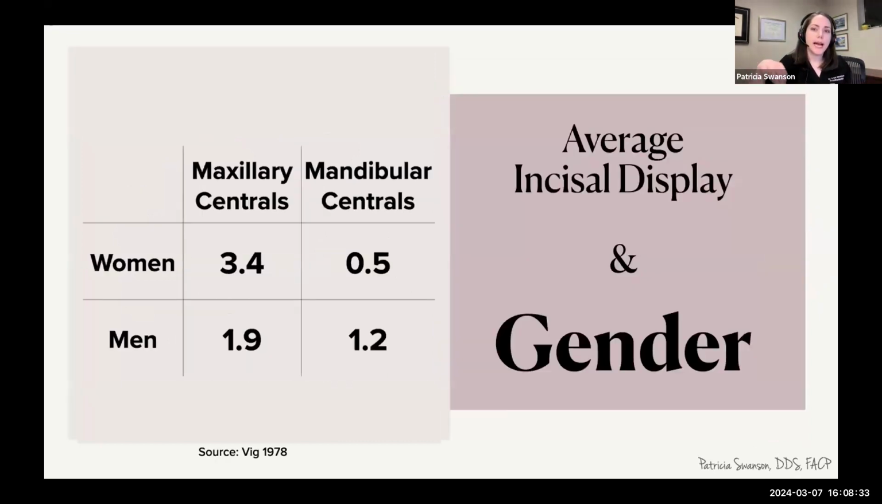So in terms of our average incisal display and gender, women tend to show about 3.5 millimeters on average of their maxillary teeth, and men only show about 2. And that is from a very famous study by Vig in 1978. And those numbers we still cite in the prosth world all the time. So we're going to see a lot more maxillary tooth on a woman than on a man.